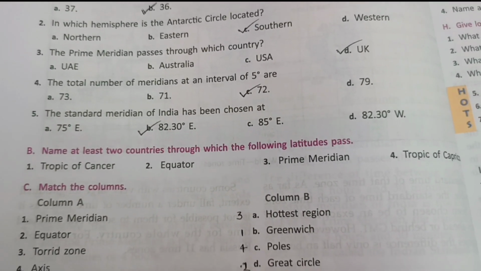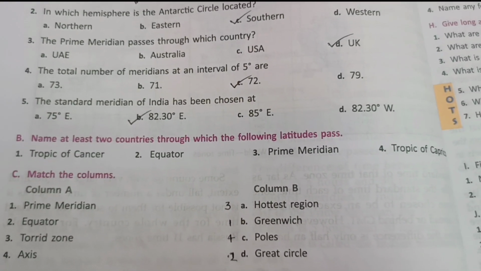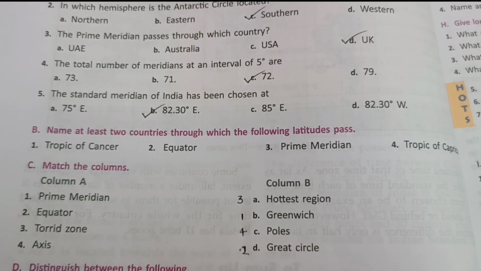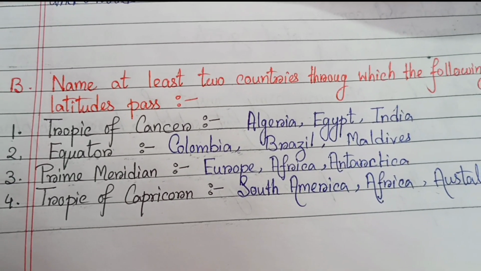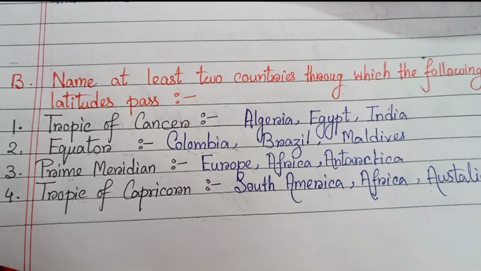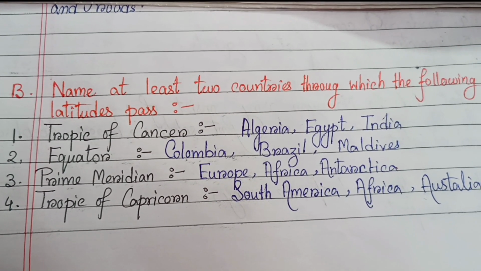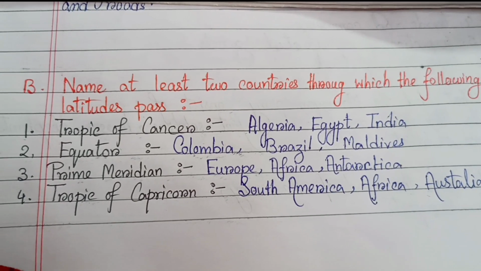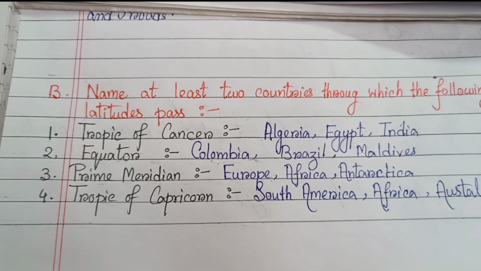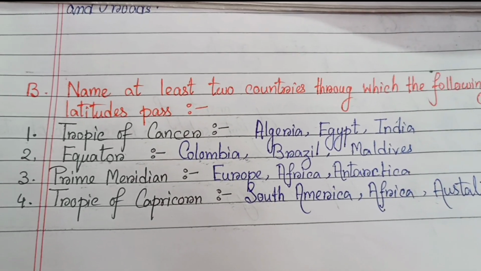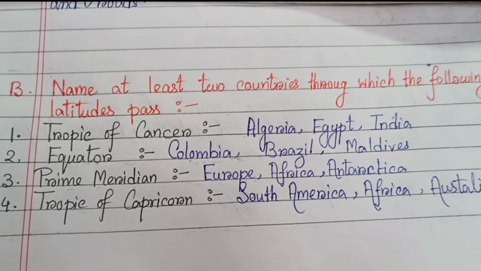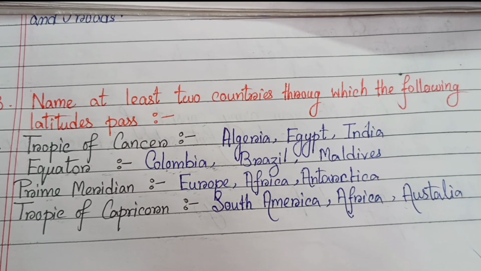Number B. Name at least 2 countries through which the following latitudes pass. Number 1. Tropic of Cancer, Algeria, Egypt, India. Number 2. Equator, Colombia, Brazil, Maldives. Number 3. Prime meridian, Europe, Africa, Antarctica. Number 4. Tropic of Cancer, South America, Africa, Australia.